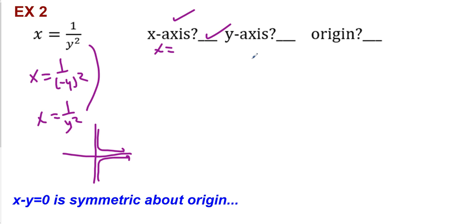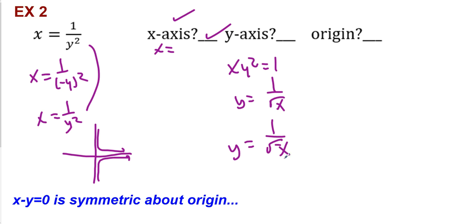So what we're going to do here is solve for y. We can do that first. So we have x y squared is equal to 1, and y is equal to 1 over square root of x. Okay? Since we're reflecting across the y-axis, we're going to replace that with a negative x. y is equal to 1 over square root of negative x, or 1 over xi. These are not the same, so this is a no.